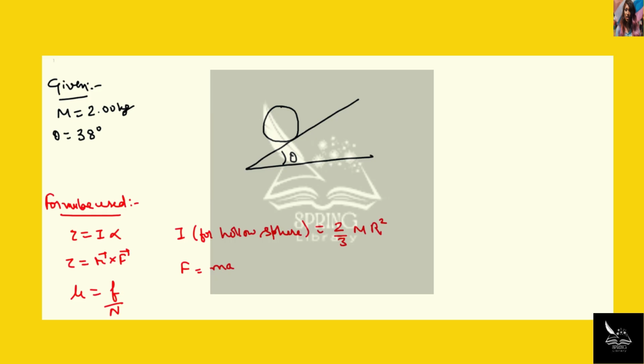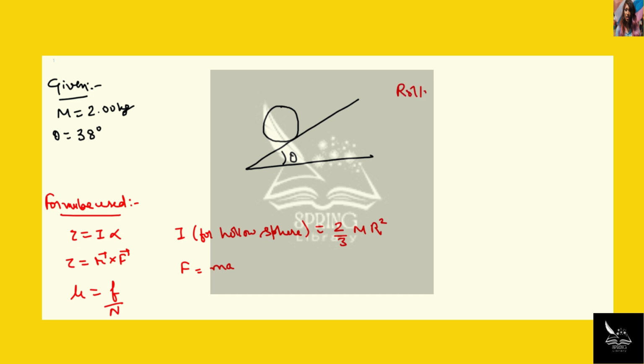Welcome to problem number 10.22. This is chapter 10, Dynamics of Rotational Motion. We are given a hollow spherical shell which has mass 2 kg and it is rolling down without slipping on a 38-degree inclined plane. So this is 38 degrees and this is rolling down without slipping.